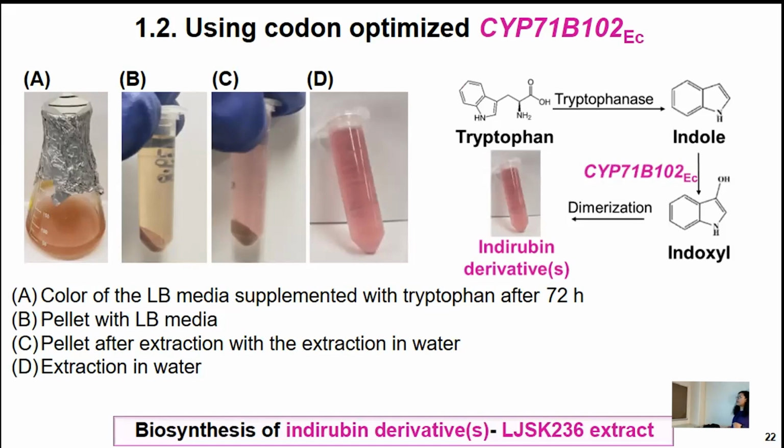And this we named LJSA236 extract, which is pink in color. P meaning the extract that is harvested from the engineered E. coli, which has the codon optimized P450 and the codon optimized P450 reductase.